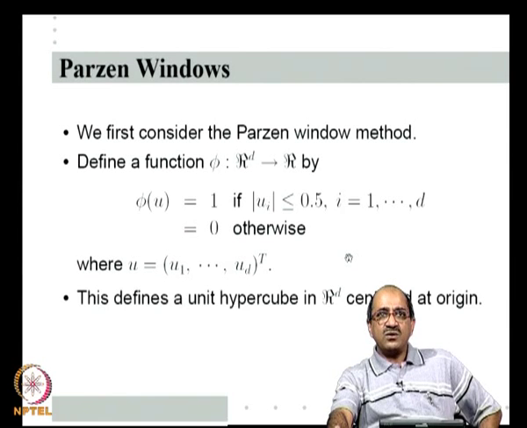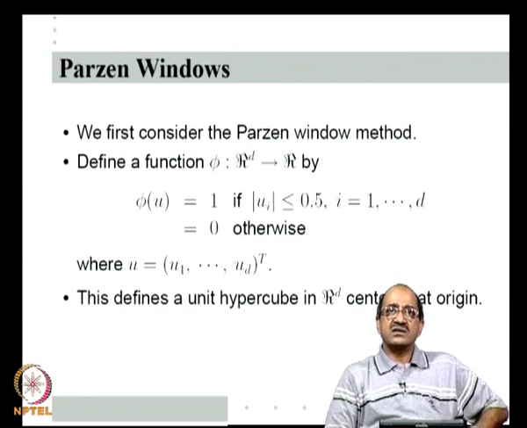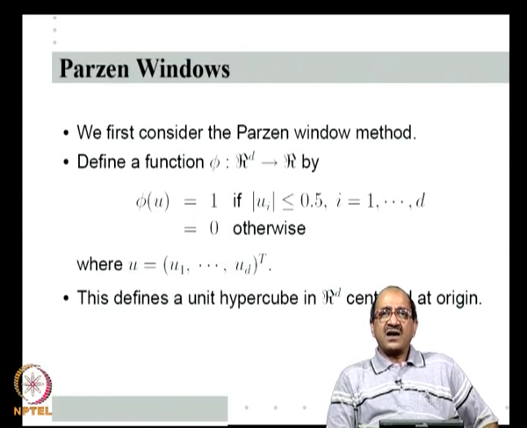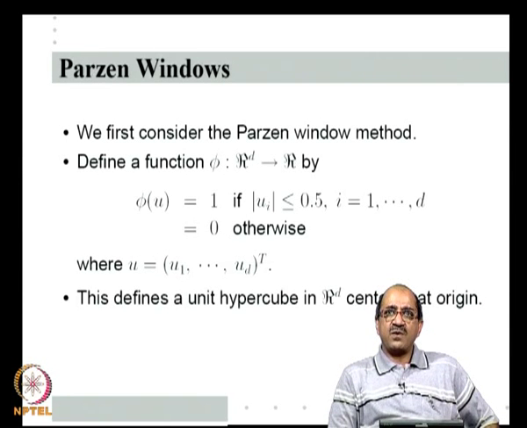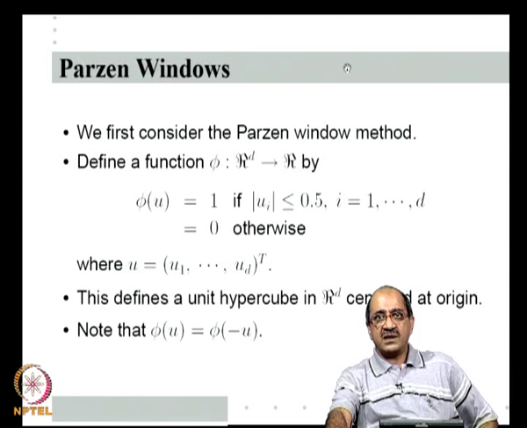So, what is this phi of u? It defines a hypercube in R^d centered at origin. Along each of the coordinates, if you go beyond 0.5, then the phi value is 0, otherwise 1. It is simply an indicator for the unit hypercube in R^d centered at origin. Also, because of the way it is defined, phi is symmetric, phi of u is phi of minus u.